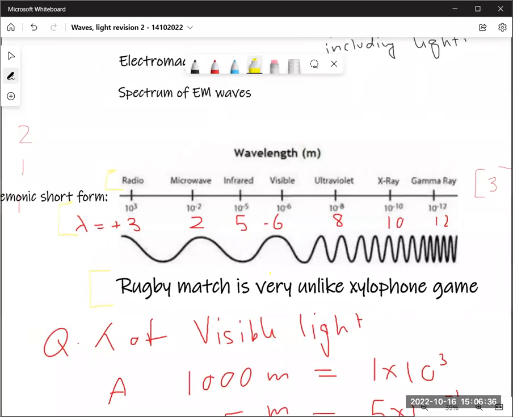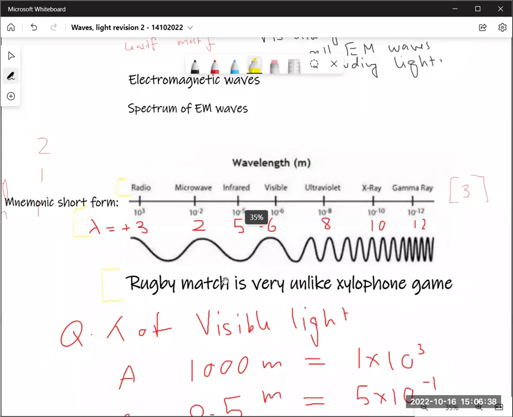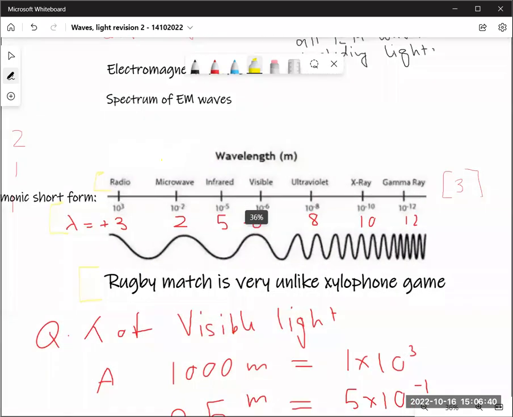I still didn't understand what rugby match is very unlike. Now look. Rugby stands for radio, R. You see, M stands for match, I stands for is. Now it may be difficult for you to memorize this one, but I think it's easier for you to memorize this. V stands for visible, U for unlike. Does that make sense, Anas?